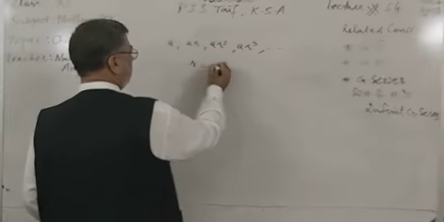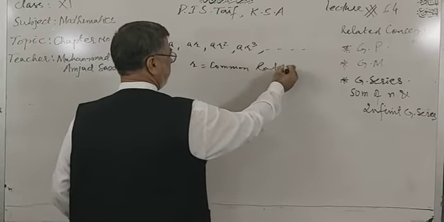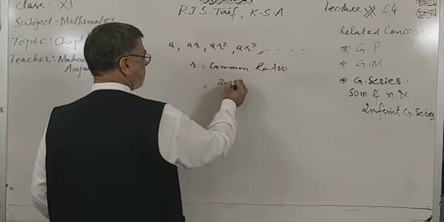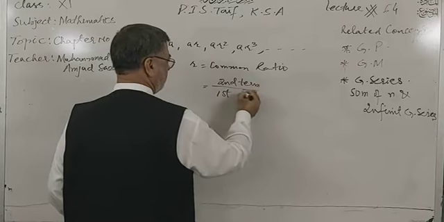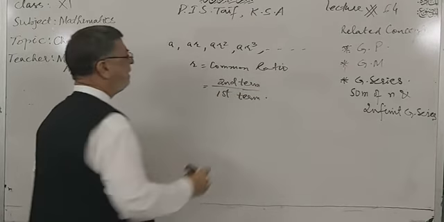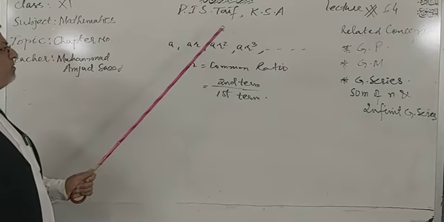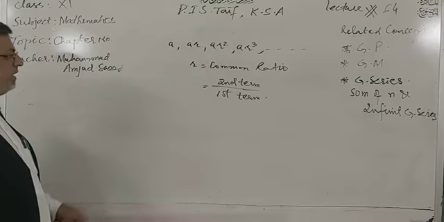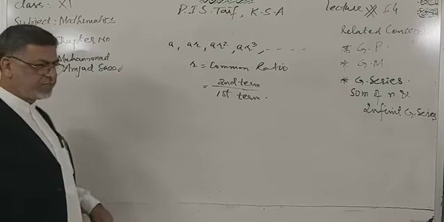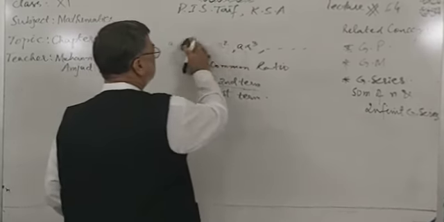What is meant by R? R is known as the common ratio. Actually, it is the ratio of the second to the first term, second term over first term. Similarly, third term over second term, fourth term over third term, we will get R that will be constant for every two consecutive terms. So this is known as the common ratio R.